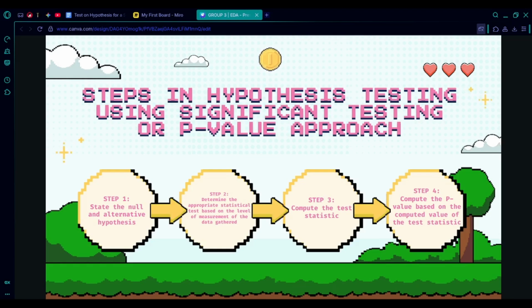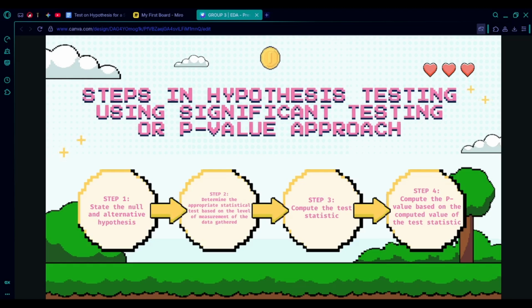So for our step 3, compute the test statistic. From the given formulas, we will compute for the test statistic. Sa mga susunod naman na topic ay madi-discuss din ito, but I will provide some examples so that hindi na kayo mag-struggle sa pagsosolve kapag na proceed na kayo sa next topics na i-discuss ng aking mga ka-group.